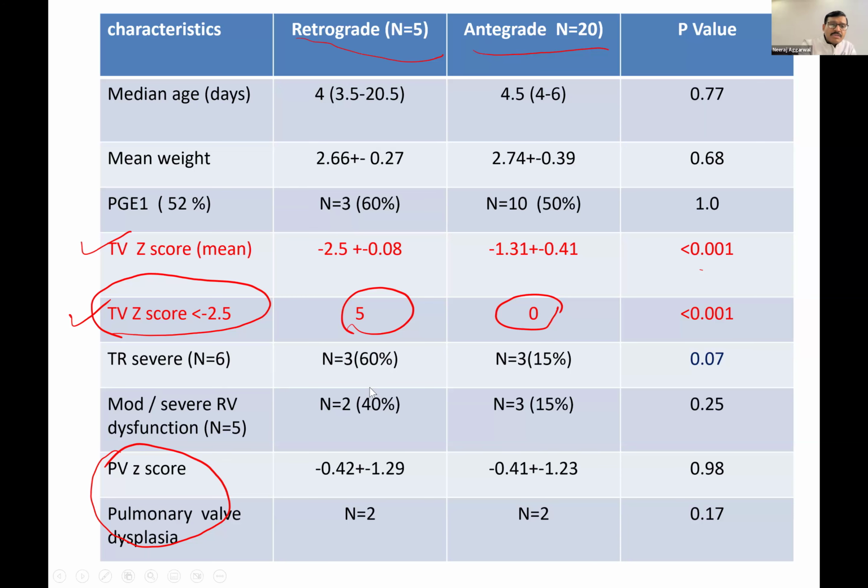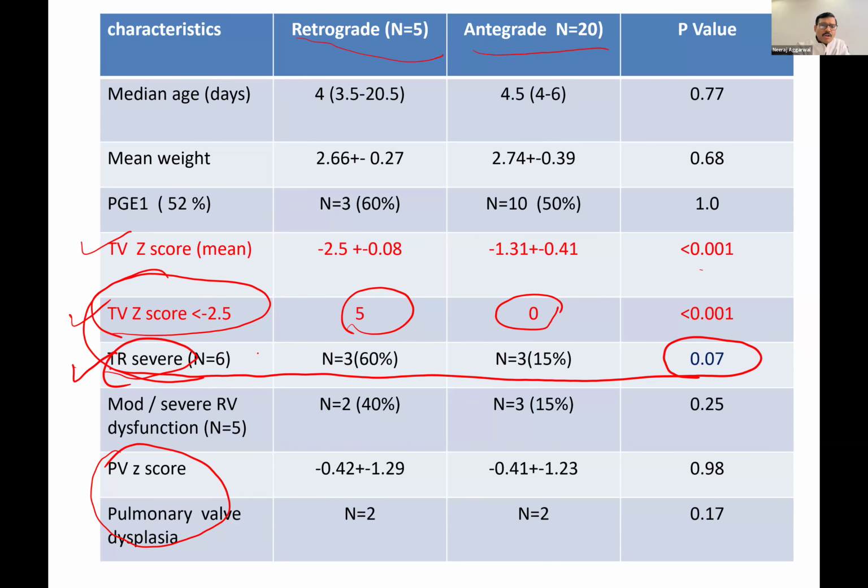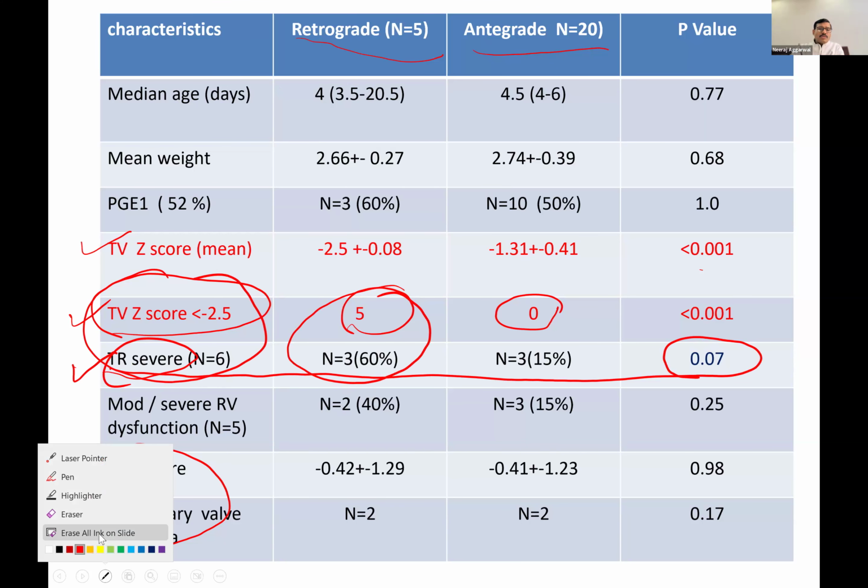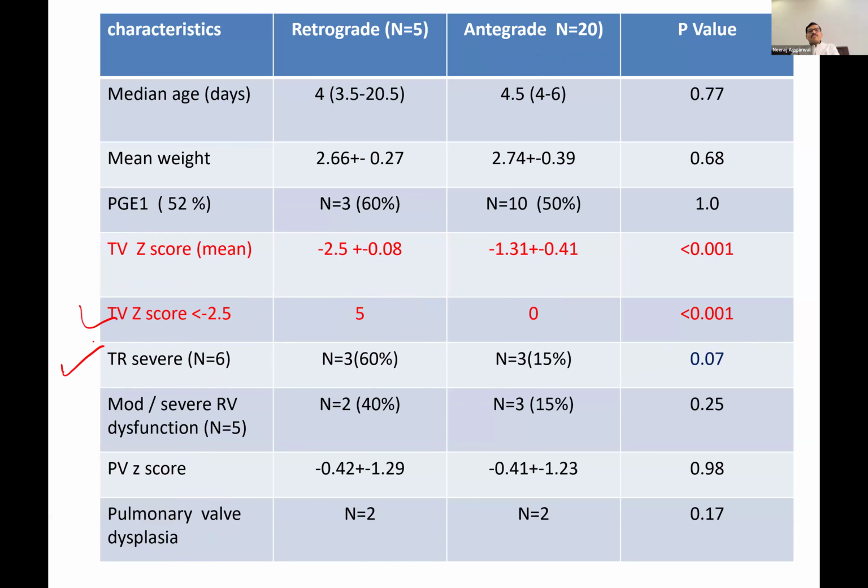The second criterion was severe TR. Not statistically significant, but trending towards significance. So if severe TR is there and the Z score is small, in our unit we try to go directly to the retrograde route. So you should remember these two criteria: Z score less than minus 2.5, and severe TR. If both are there, you are bound to use the retrograde route most of the times, and you do better actually, because crossing becomes easier as you are not crossing the tricuspid valve.